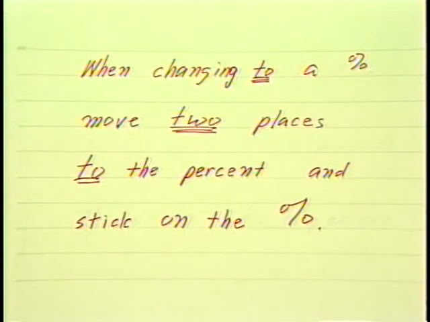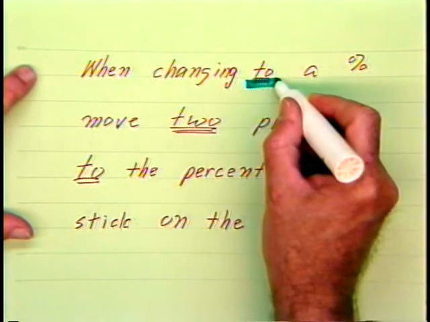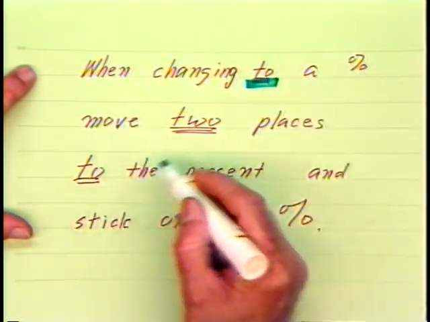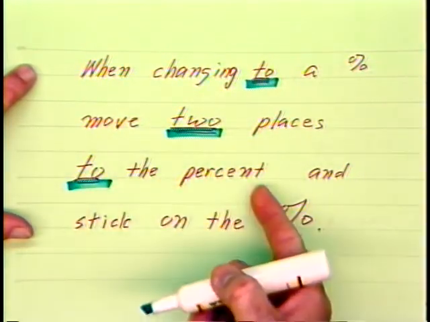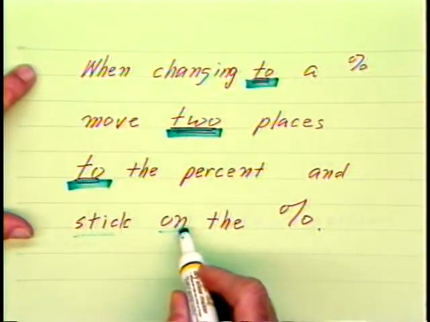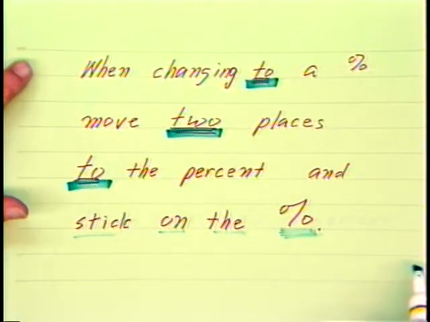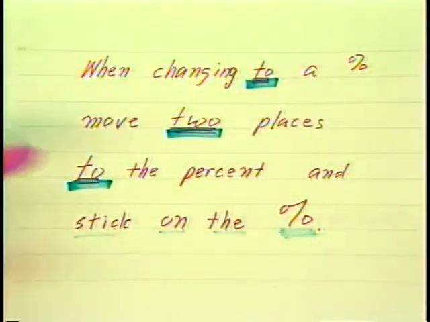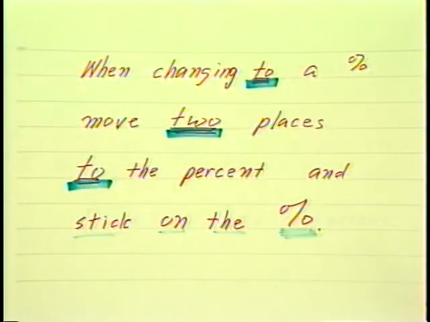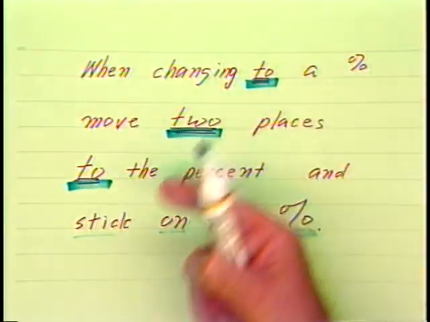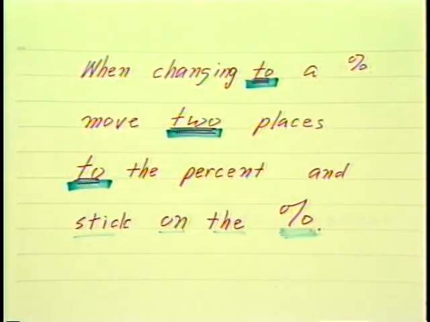Let's say the same thing in street language. A little bit crude grammar, but it's a form that students find easy to remember. When changing to a percent, you move the decimal 2 places to the percent and stick on the percent symbol. That idea, you're changing to a percent, will always remind you you're moving it to the percent. Sort of an overuse of the word to, and in fact we're moving 2 places too, aren't we?